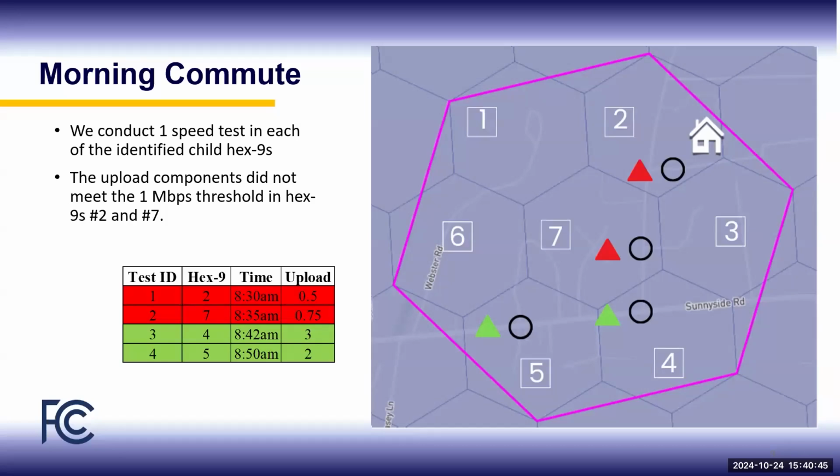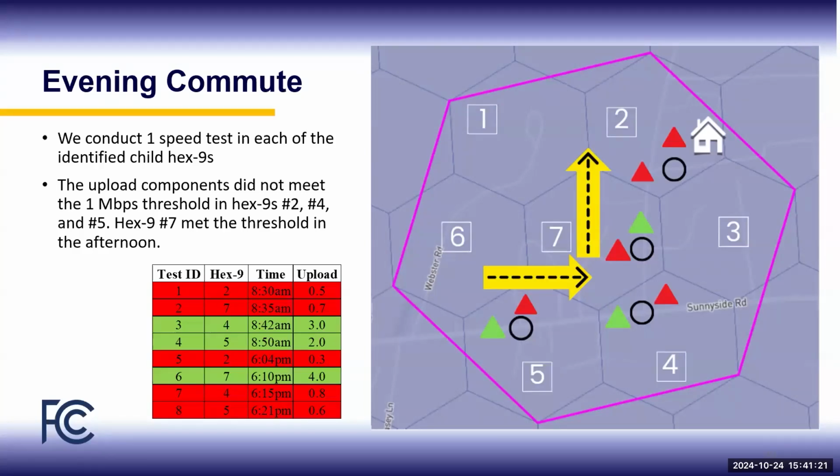In the morning, the app conducts 1 test in each of the locations for a total of 4 tests. The green triangles represent upload results that meet or exceed the speed of the reported coverage, and the red triangles represent upload results below the speed of the reported coverage, in this case 1 megabit per second for 4G LTE. In this example, 2 of the 4 Hex 9s have negative upload components shown in red in the chart on the slide. Next slide, please.